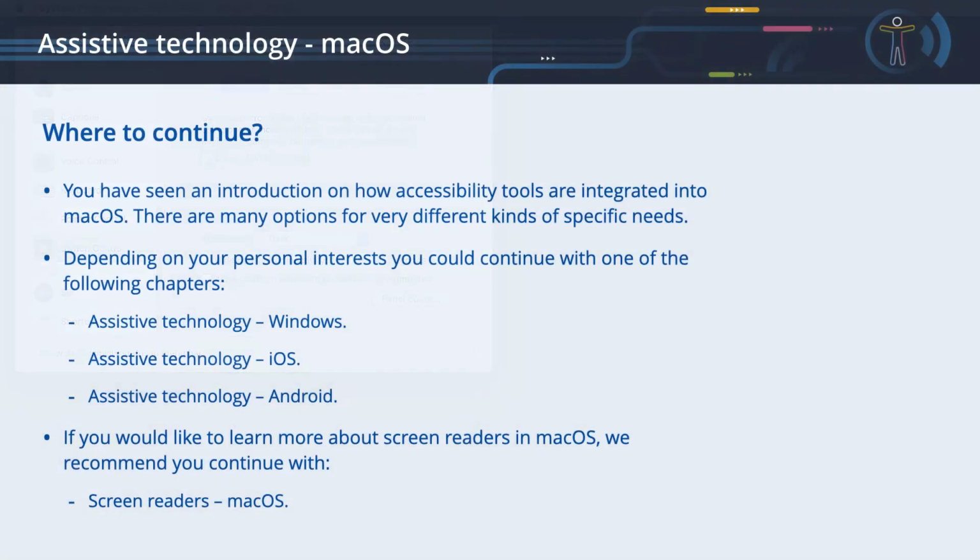Where to continue? You have seen an introduction on how accessibility tools are integrated into macOS. There are many options for very different kinds of specific needs. Depending on your personal interests, you could continue with one of the following chapters: Assistive Technology, Windows; Assistive Technology, iOS; Assistive Technology, Android. If you would like to learn more about screen readers in macOS, we recommend you continue with Screen Readers, macOS.